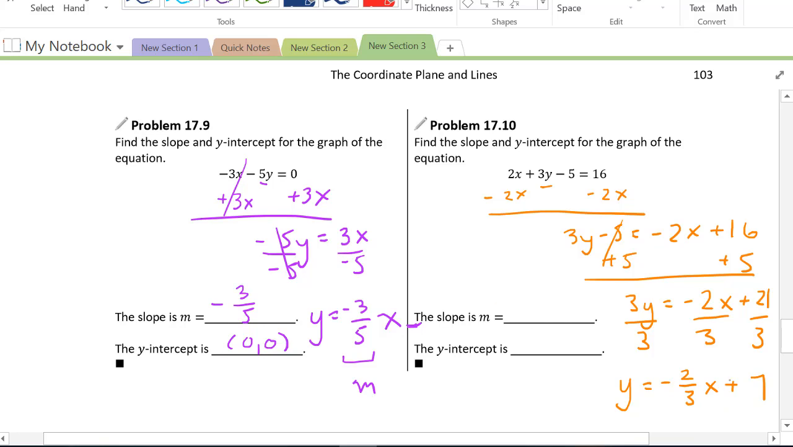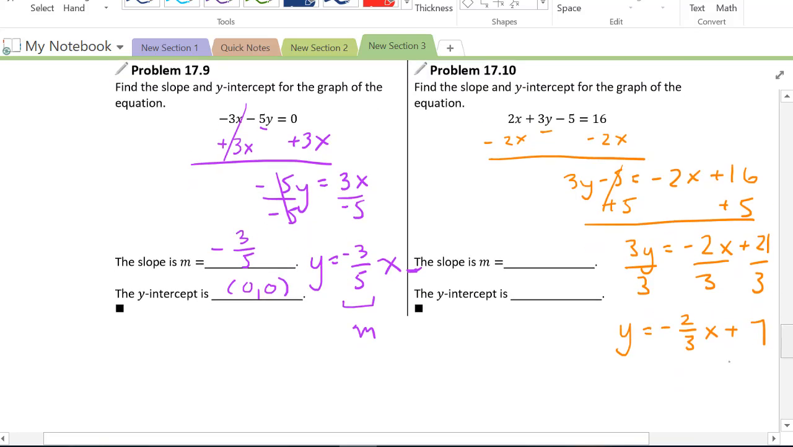So what's my slope? Remember, this guy is my slope. This guy is the y-intercept. So my slope is negative 2 over 3. My y-intercept is 0, 7.